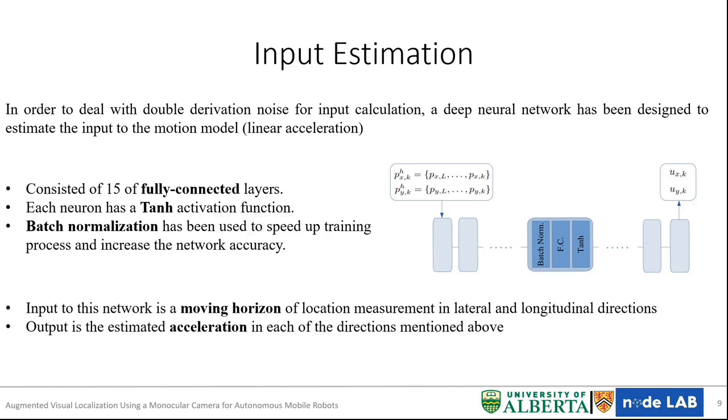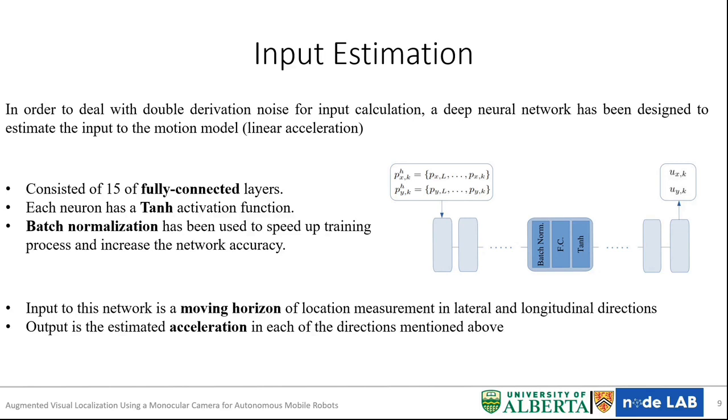This deep neural network that we have designed consists of 15 fully connected layers. Each of the neurons in these layers have tanh activation functions, and we also use batch normalization in training to speed up the training process and also increase the network accuracy. The input to this network is a moving horizon of location measurements coming from the mono camera with the fisheye lens, and the output is the estimated acceleration in each of the X and Y directions.